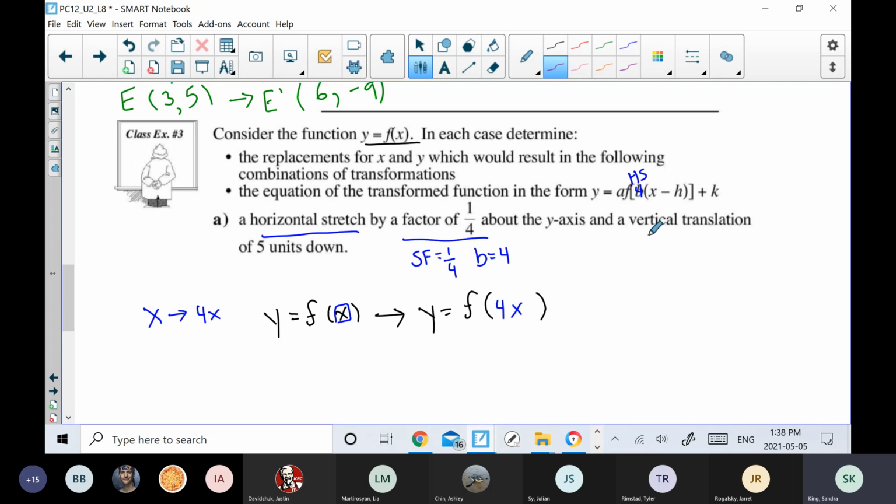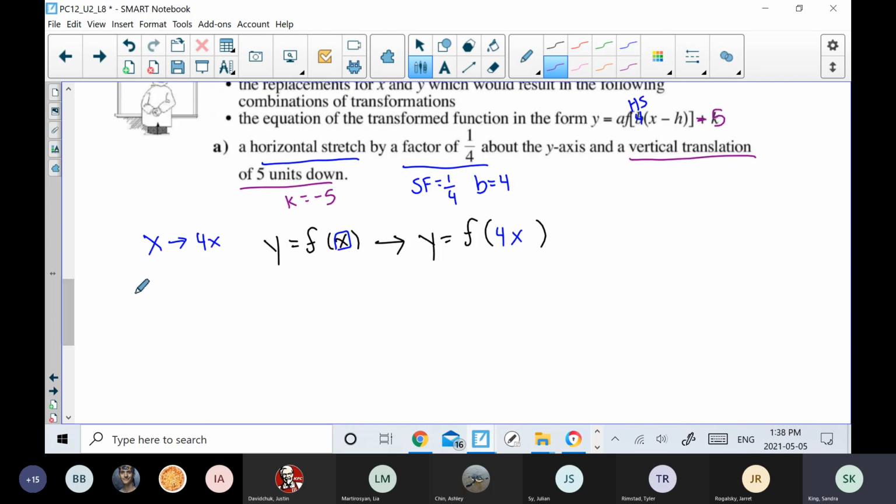okay, there's only one more transformation. It's a translation. Vertical translation 5 units down. I know that that's a K value, right? K is equal to -5. I know that this has to be -5 at the end. What is that replacement? If it's a K replacement, it's a Y replacement, and Y is replaced with Y plus 5.